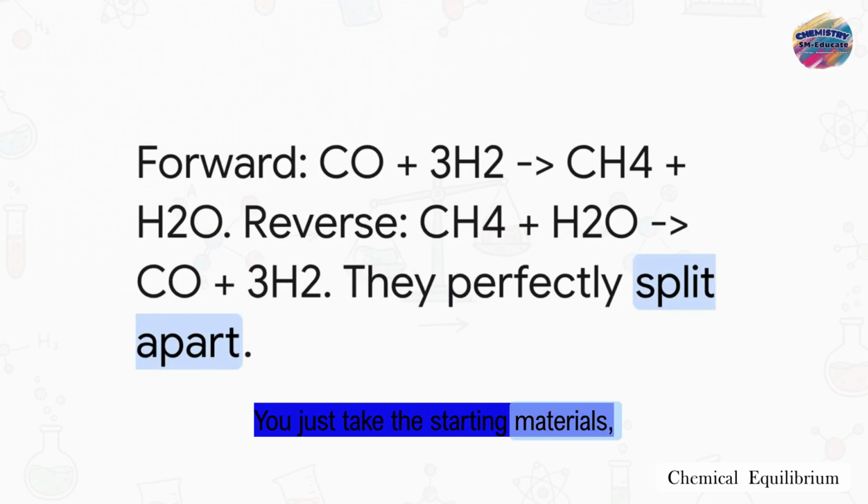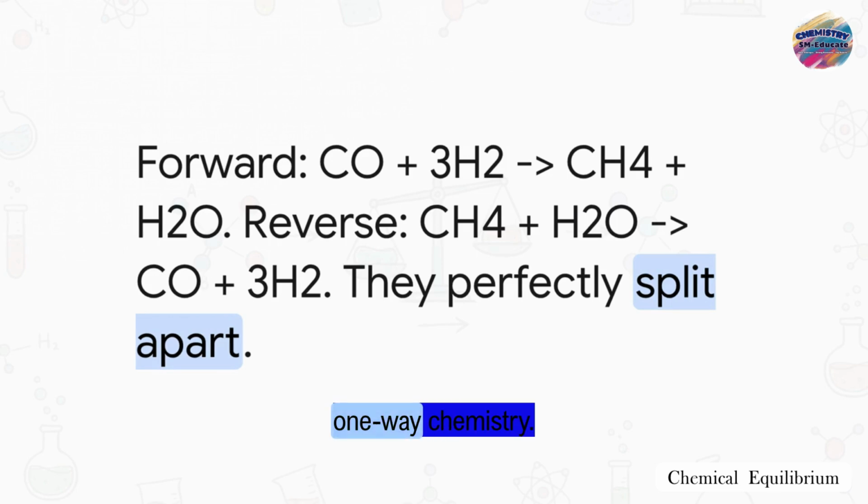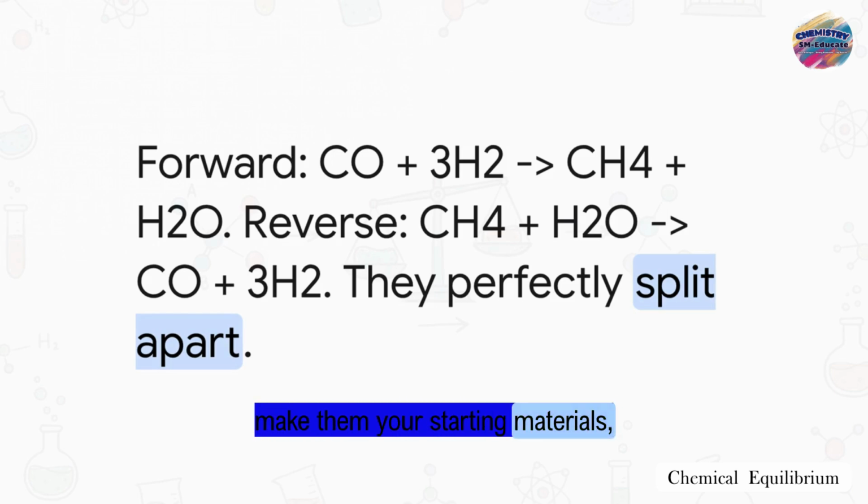You just take the starting materials, the carbon monoxide and hydrogen, draw a normal, single arrow pointing forward, and write out the methane and water products. Just standard, one-way chemistry. But for the reverse reaction, you literally flip the script. You take the products, the methane and water, make them your starting materials, draw a single arrow pointing forward again, and write the carbon monoxide and hydrogen as your end result. By just isolating the two halves and changing the arrow to a single direction, you've perfectly answered Question 3.